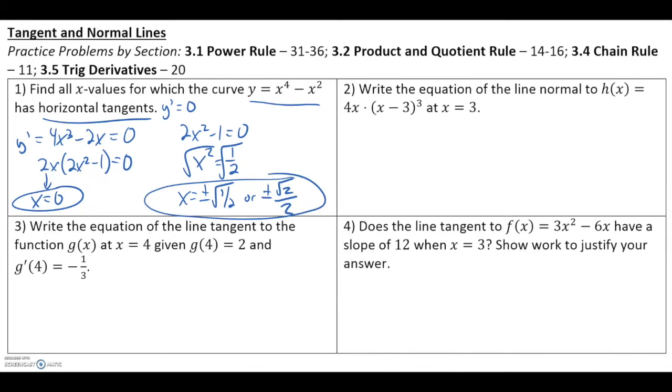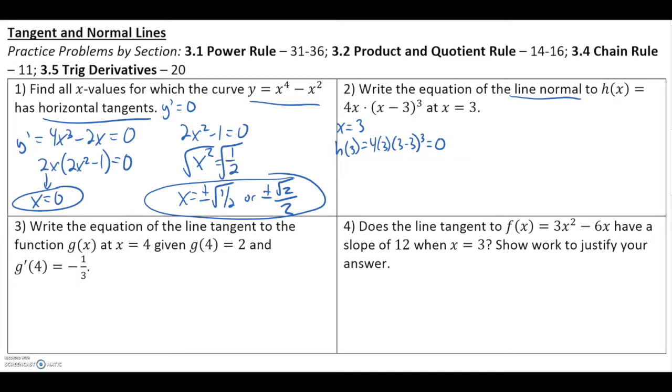In question 2, write the equation of the line normal to h of x equals 4x times (x minus 3) cubed at x equals 3. So the big thing to remember for a line normal: we're going to need x, which we have is 3. We're going to need our h of 3 value to get our y value. And we should note, if we put a 3 in here, it'll actually work out really nicely because 3 minus 3 is 0, and that 0 in the product is going to turn the whole thing into 0.